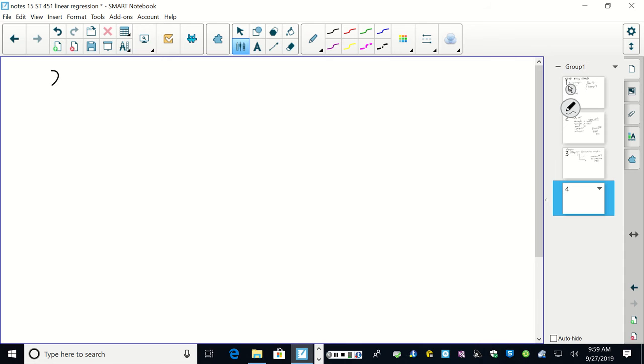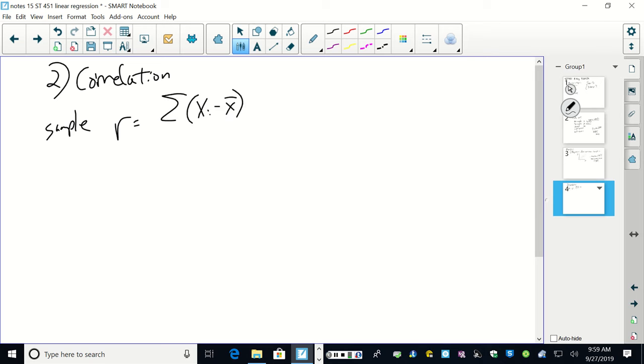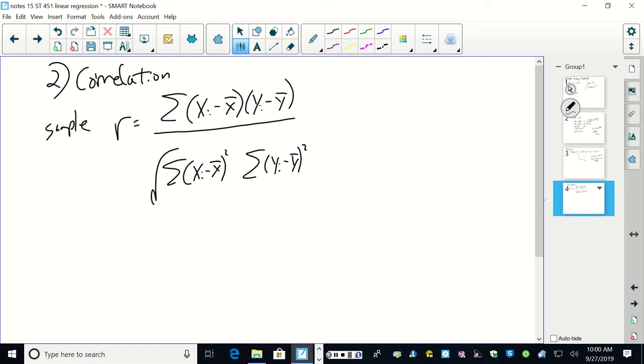A second topic is correlation. In a number of fields, the relationship between X and Y is summarized in correlation. So the sample correlation is usually given by R, and the formula for the sample correlation is the sum of xi minus x bar times yi minus y bar, over the sum of xi minus x bar squared times the sum of yi minus y bar squared, and the square root of all that. That's one way to write the sample correlation.